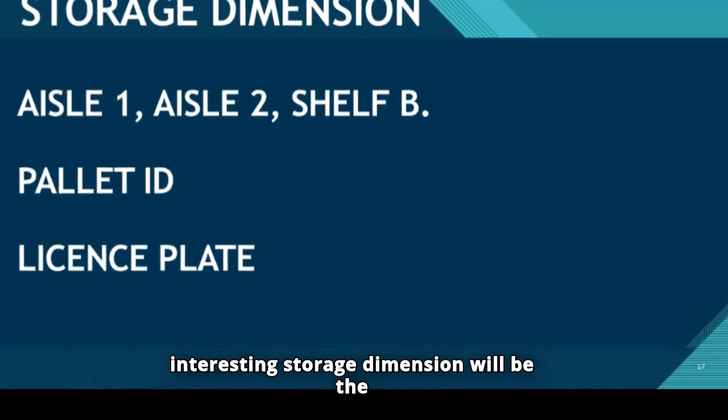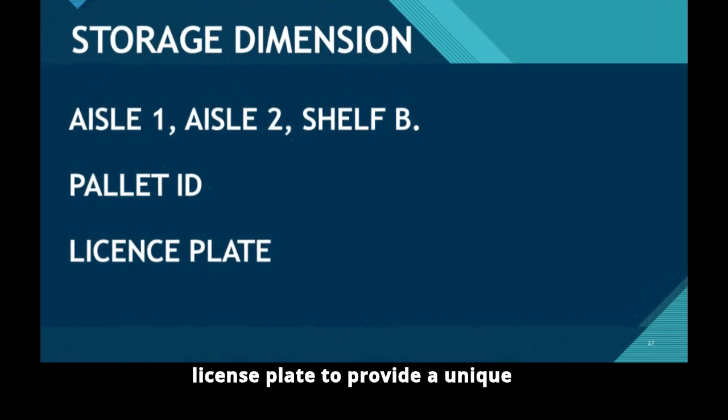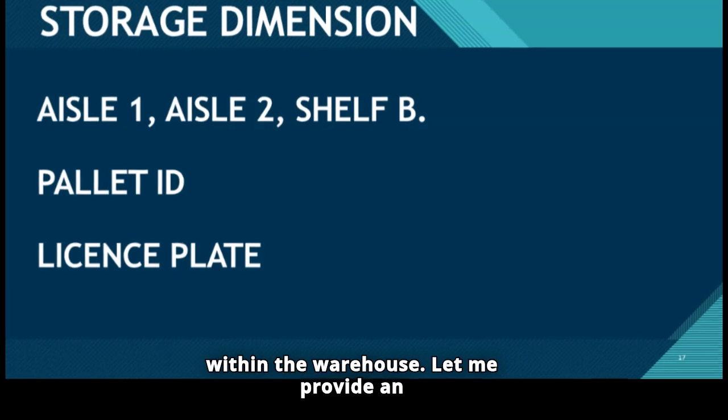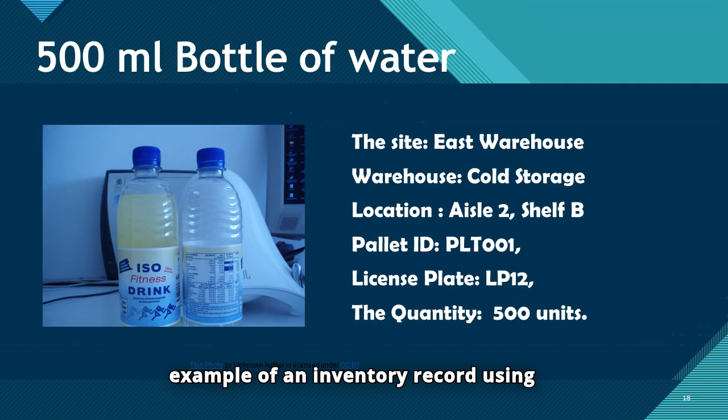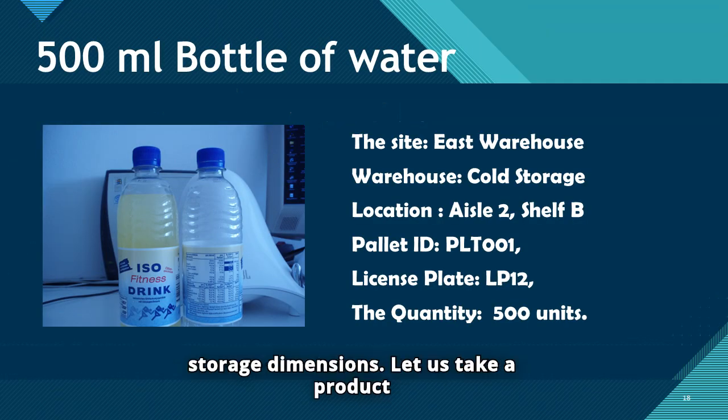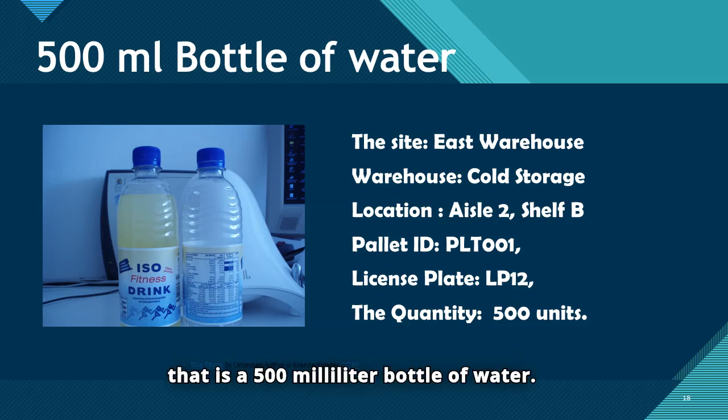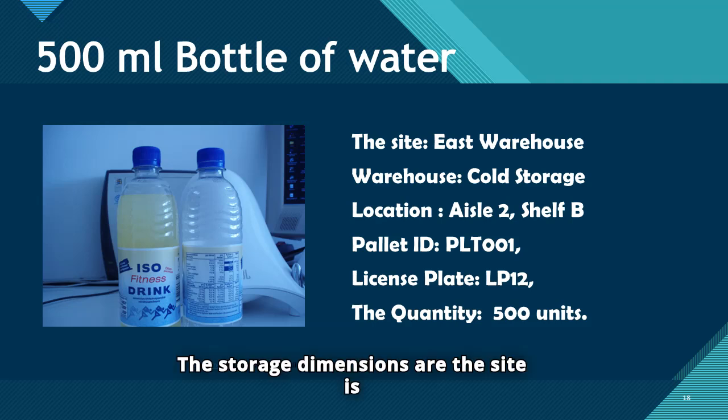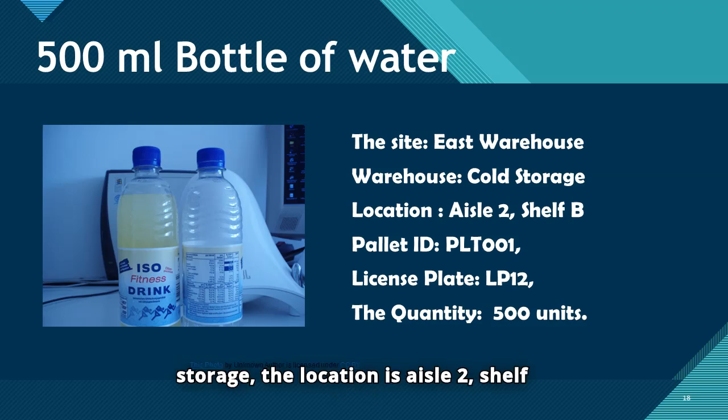Another interesting storage dimension will be the license plate, to provide a unique identifier for a container or package within the warehouse. Let me provide an example of an inventory record using storage dimensions. Let us take a product that is a 500 milliliter bottle of water. The storage dimensions are: the site is East Warehouse, the warehouse is cold storage, the location is Aisle 2, Shelf B, pallet ID, PLT 1001, license plate, LP 123456. The quantity is 500 units.